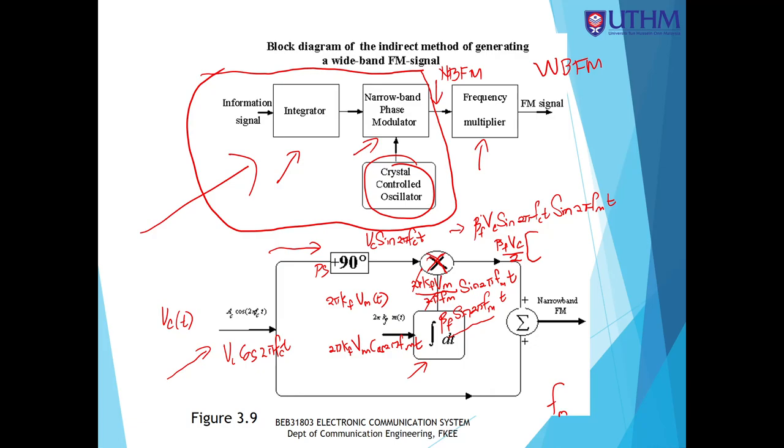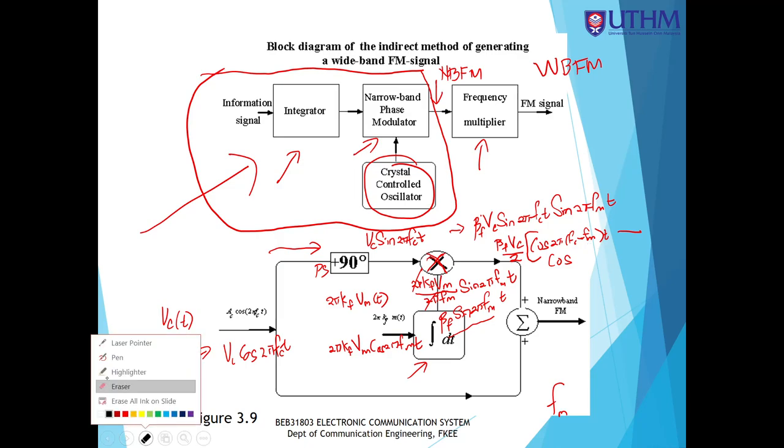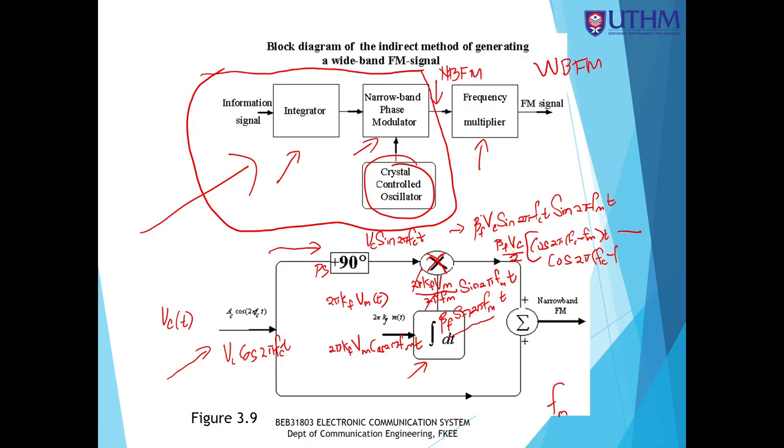So here is cos 2 pi (fc minus fm)t, minus cos 2 pi (fc plus fm)t, and then close big bracket. So we produce a lower sideband and also the upper sideband. Okay, kita menghasilkan lower sideband and also the upper sideband.